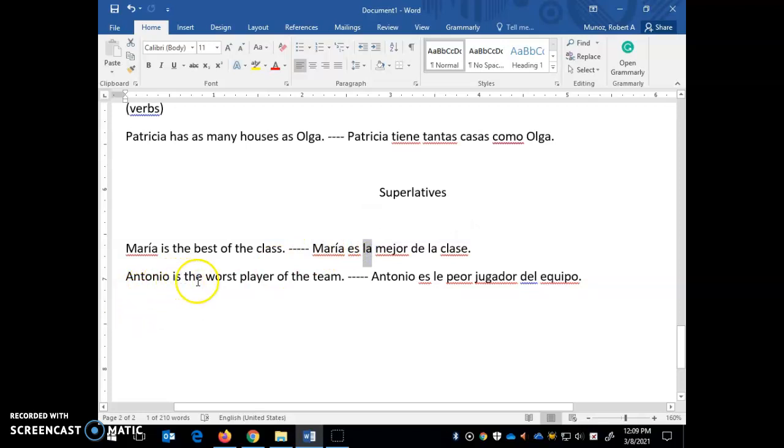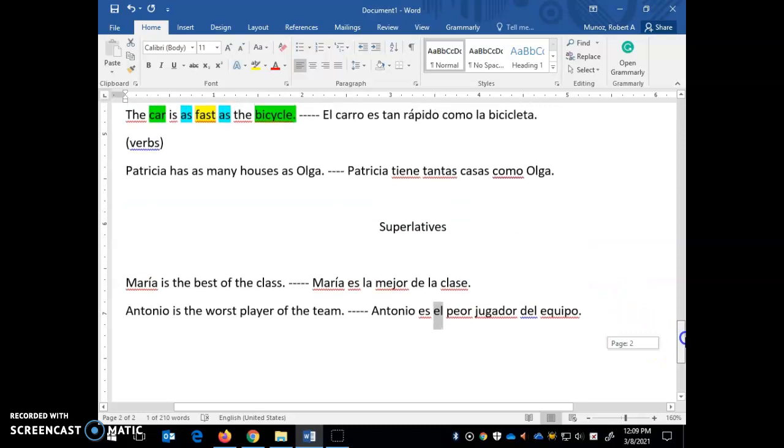Antonio is the worst player of the team. Antonio es, oh, there's a mistake in here. Let me correct it right away. El peor jugador del equipo. I'm using el because it's Antonio. And the worst is el peor. The best is el mejor or la mejor, depending on the subject of this comparison.